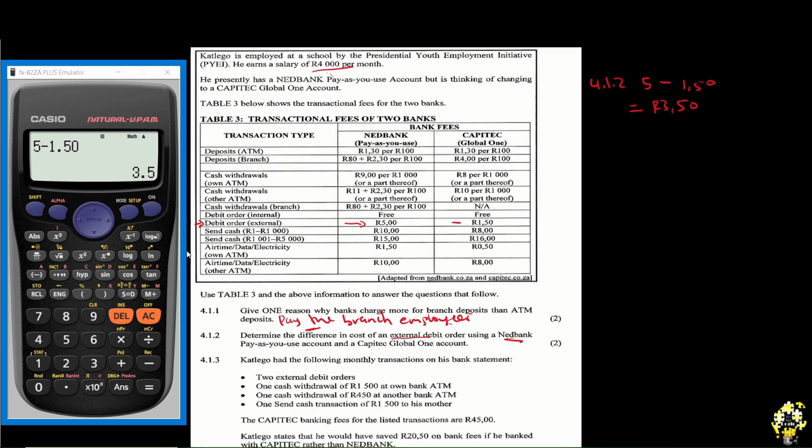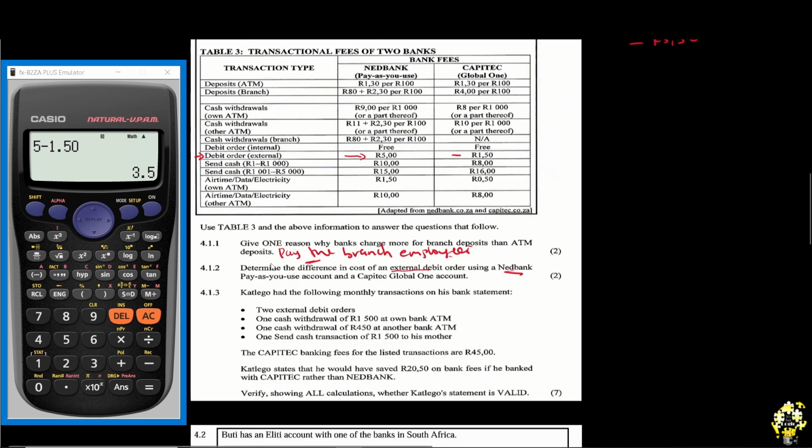And then Katlego had the following monthly transactions on his bank account. So these are the transactions that Katlego has been doing, and now they're going to charge him for this. He has to pay for all these transactions. These are the services that the bank has rendered to him. Therefore, he has to pay for them.